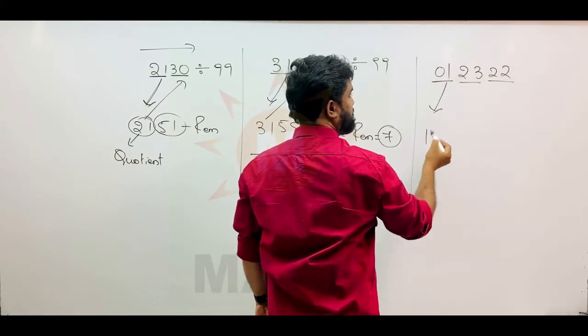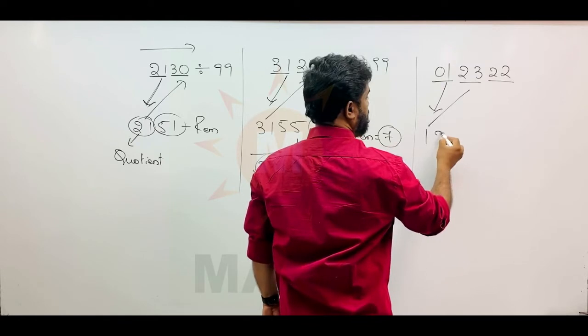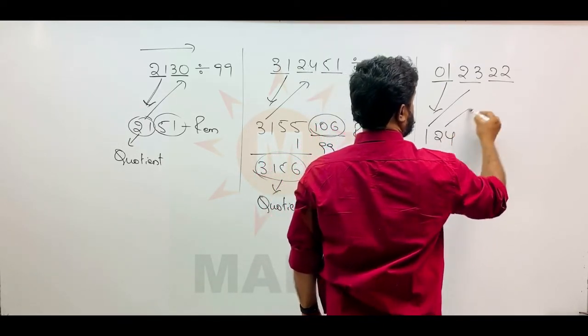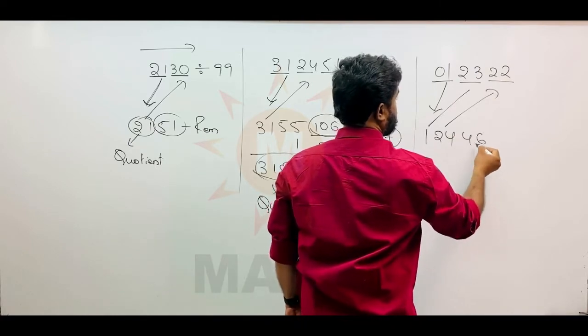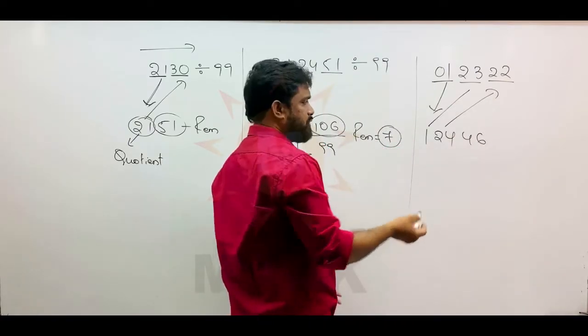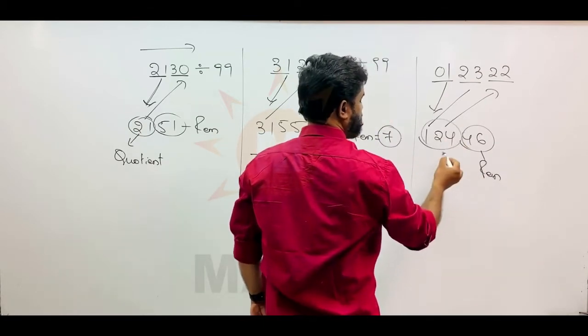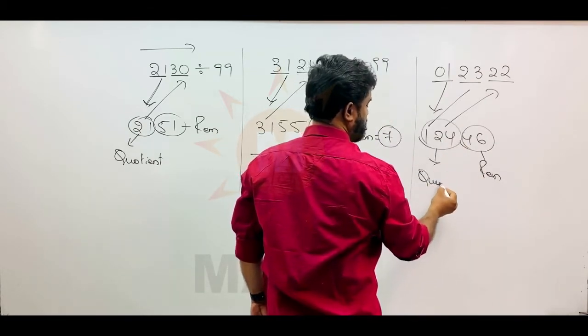So 1 as it is. So 1 plus 23 will give you 24. 24 plus 22 will give you 46. So 46 is the remainder. Remaining 3 numbers, 124, will be the quotient.